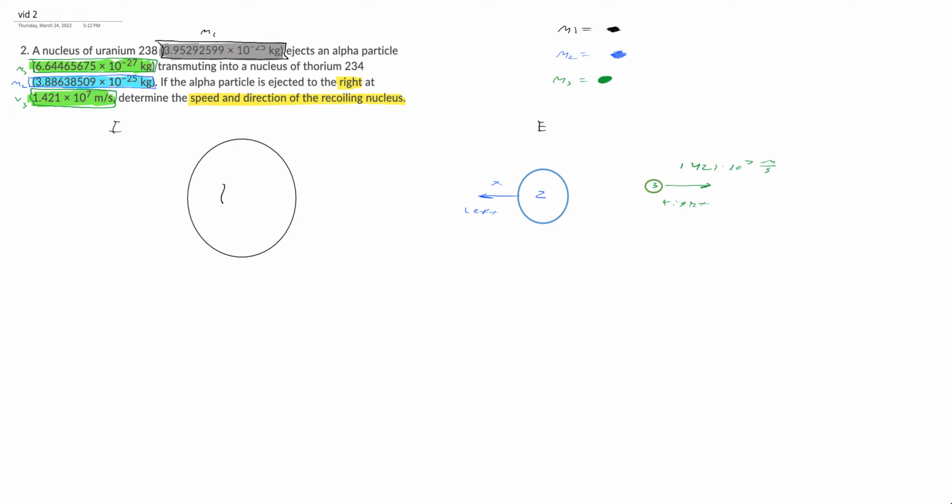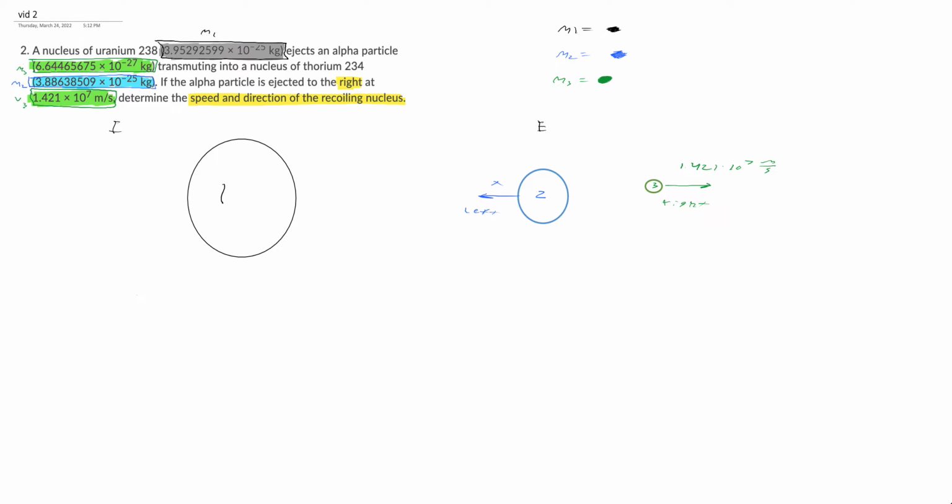So, first off, how do we set up this problem? Well, as you see, I have an initial and an end, meaning that I have understood that this problem happens in two stages of time. We have before the decay and after the decay. After the decay is going to be the important aspect for us. Why is that? Well, this is a conservation of momentum problem. Or at least that's the easiest way to do this.